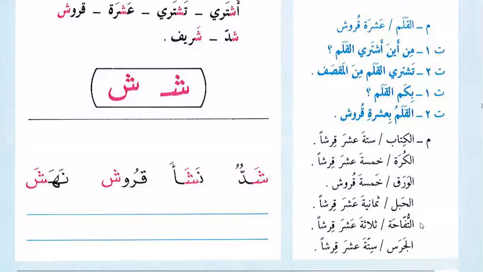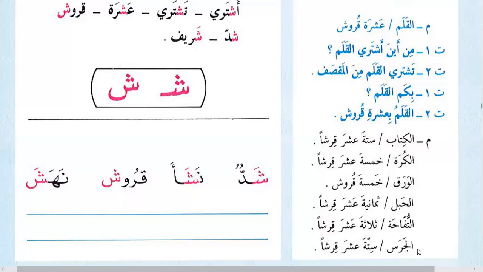Min aina ashtari at-tuffaha? From where can I buy the apple? Tashtari at-tuffaha min al-maqsaf. You can buy the apple from the canteen. Bikam at-tuffaha? How much does the apple cost? At-tuffahu bi thalathata ashara kurushan. The apple costs 13 kurush.